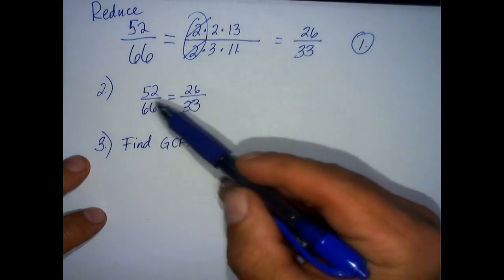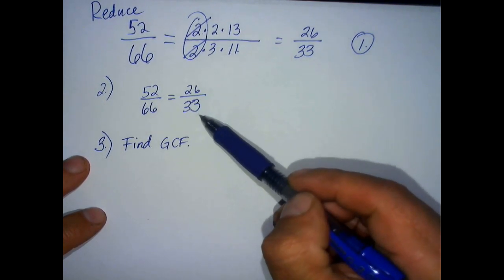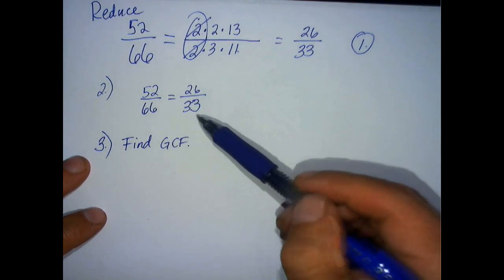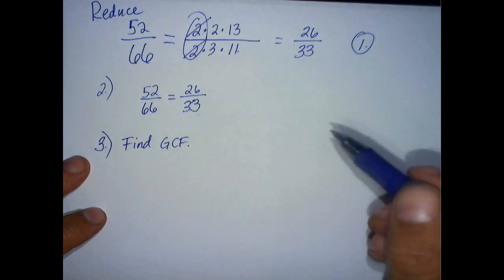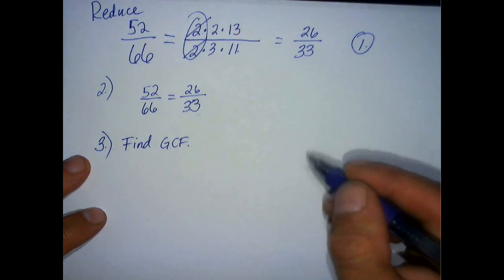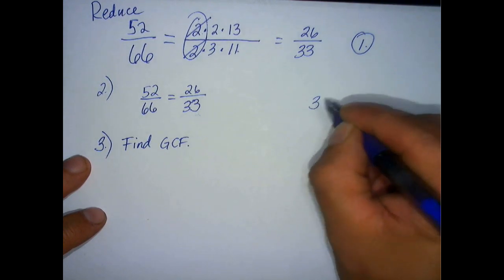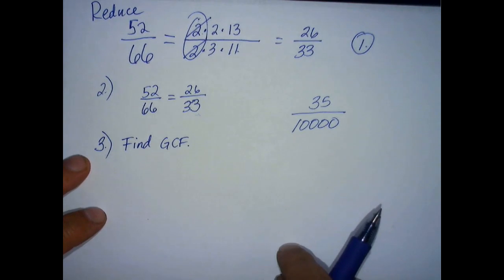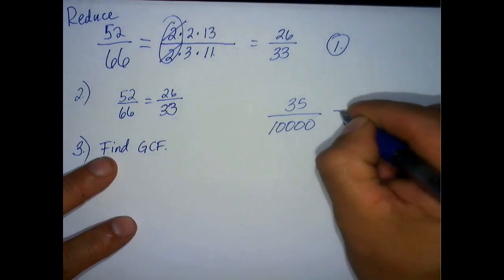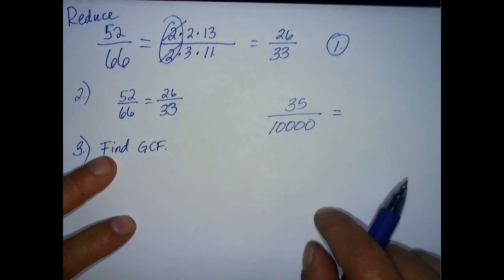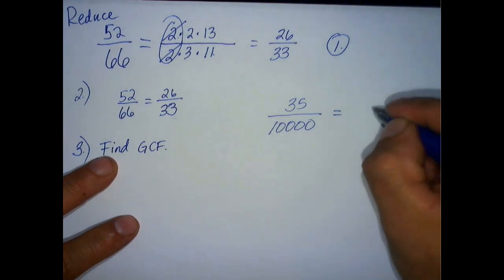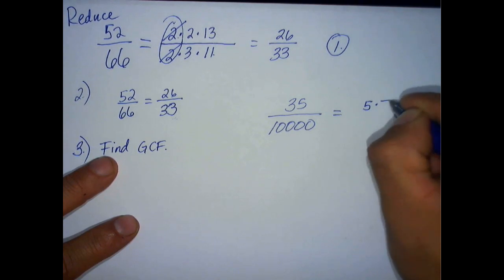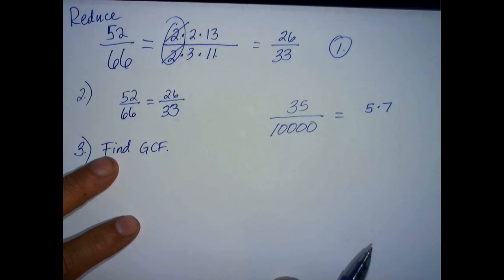If the numbers are small enough, this is the method I use, and I'll reduce them in my head. But if you're not comfortable with that, let's say reduce 35 over 10,000. Why am I using that one? Because that's the number I picked last time. Okay, this one's easy, actually. 35 is 5 times 7. I'll do it with prime factorization.